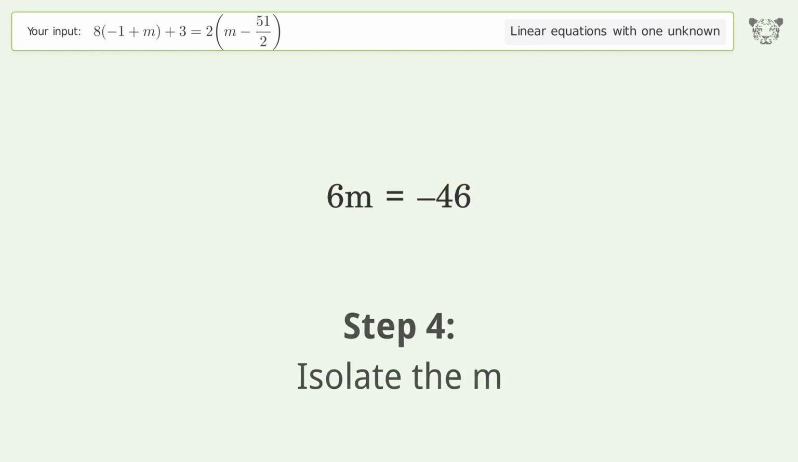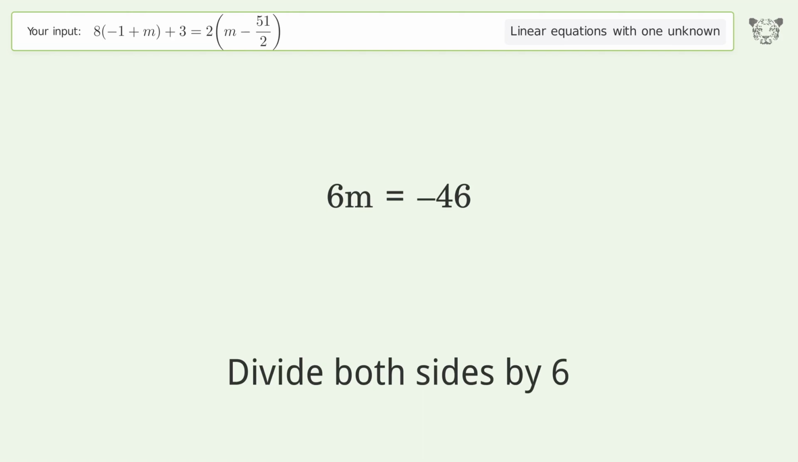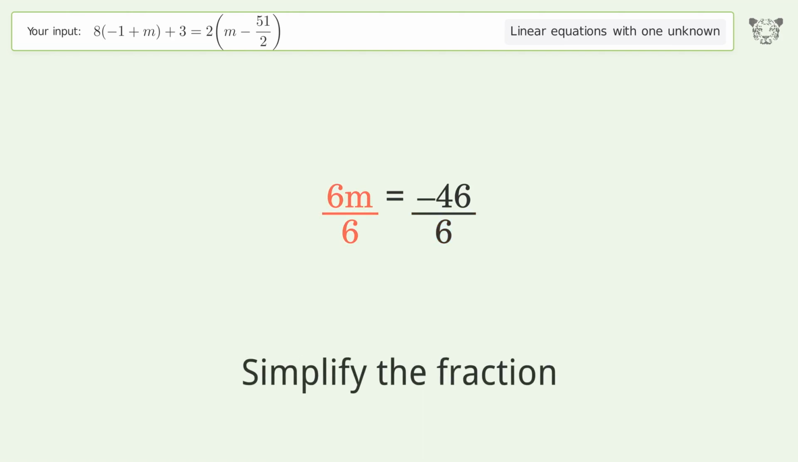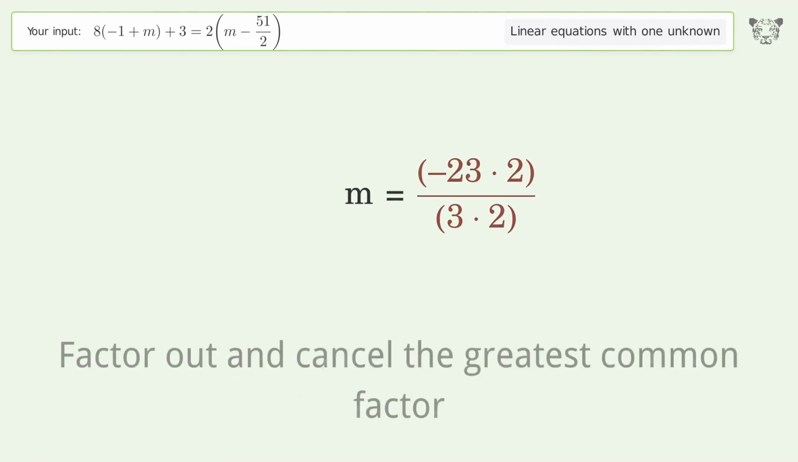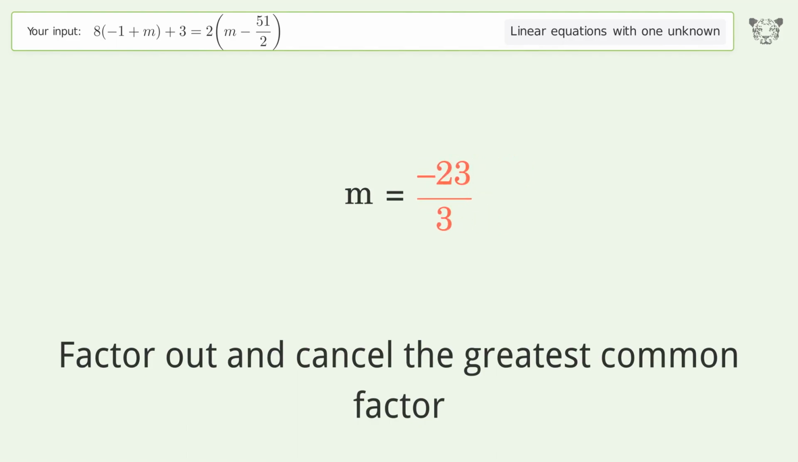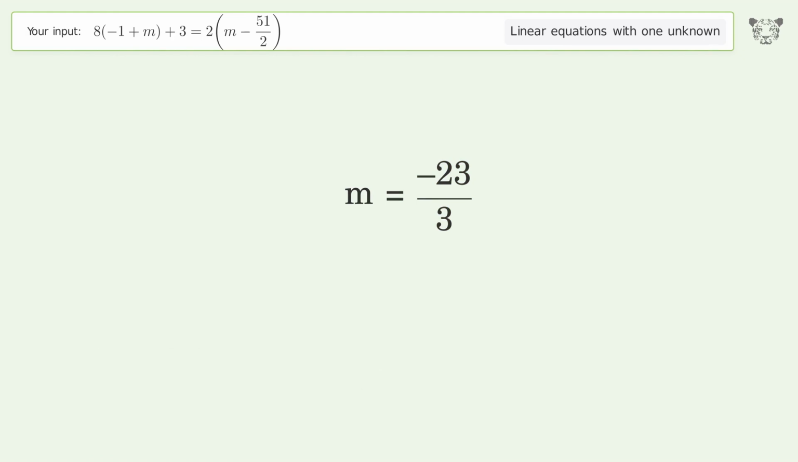Isolate the m. Divide both sides by 6. Simplify the fraction. Find the greatest common factor of the numerator and denominator. Factor out and cancel the greatest common factor. And so the final result is m equals -23/3.